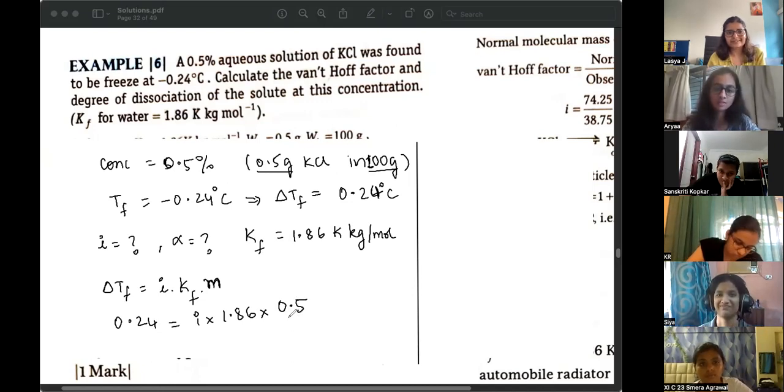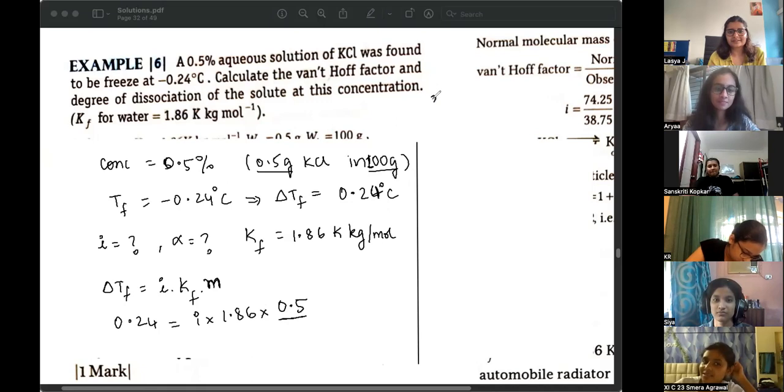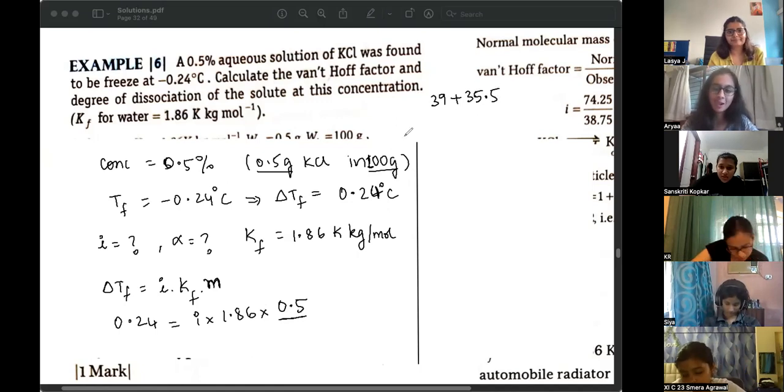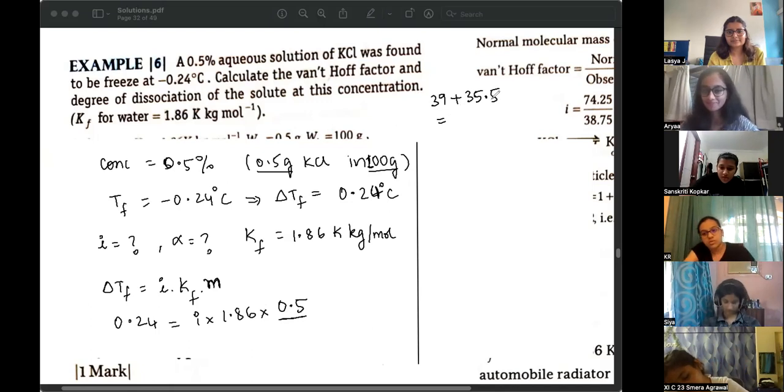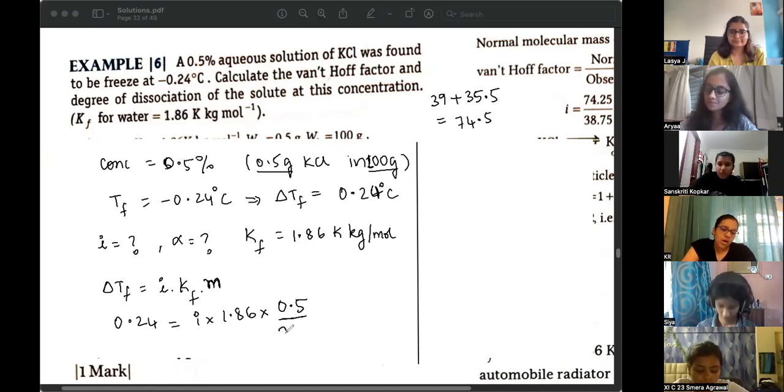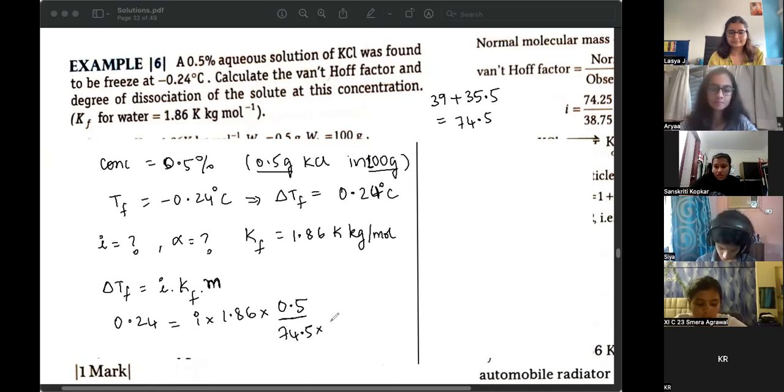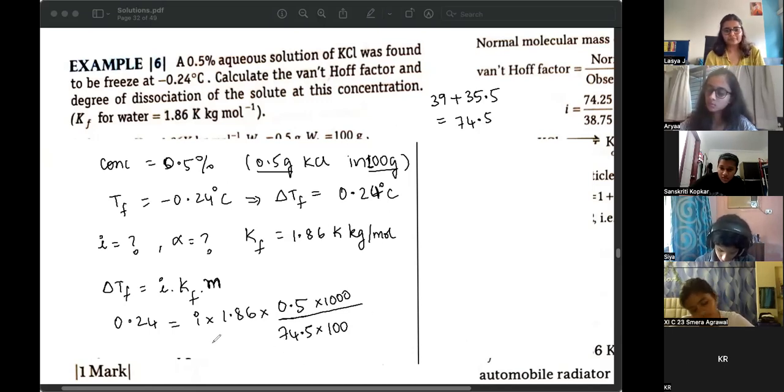0.5 plus 200, right? Oh, no, sorry. What is molar mass of potassium? 200 grams of water, we need to convert that to kg. Okay, so from this, tell me what is the value of I that you got. You can use a calculator, it will be quicker.